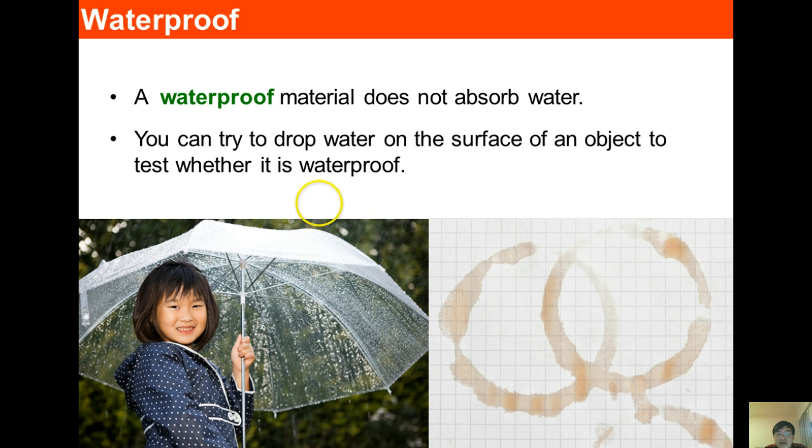And look at this piece of paper over here. When you place your glass on top, the condensation from the cold glass will drop slowly onto the paper and leave a watermark. You can see the watermark. This piece of paper is not waterproof. It absorbs the water.